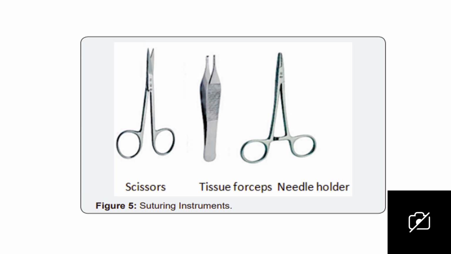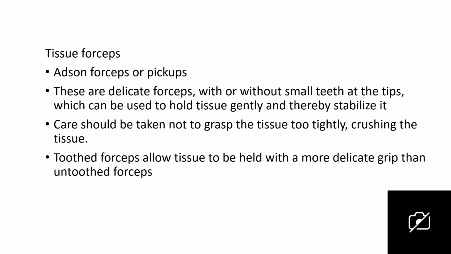Tissue forceps, for example, you have Adson's fine, Adson's toothed or non-toothed, or fine or not fine, Adson forceps. Or in surgery we just call it a pickup. A pickup is a forceps. Tissue forceps, Adson forceps, or pickups are delicate forceps with or without small teeth at the tips, which can be used to hold tissue gently and thereby stabilize it. Care should be taken not to grasp the tissue too tightly, crushing the tissue. Toothed forceps allow tissue to be held with a more delicate grip than non-toothed forceps.